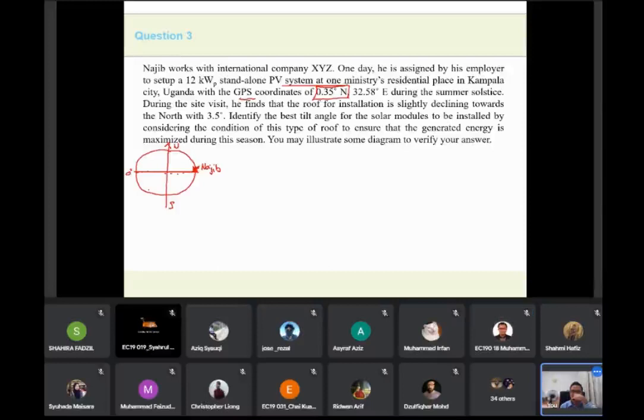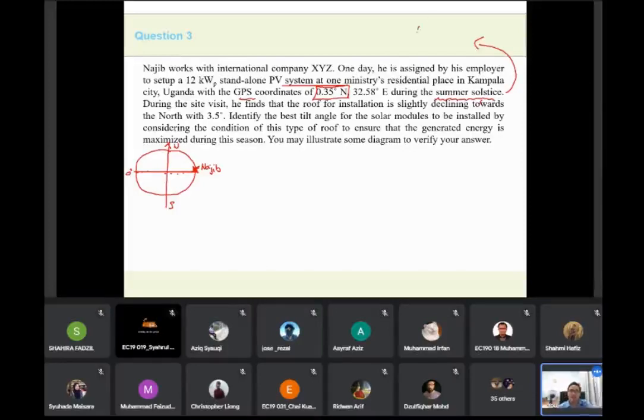The equator. No. Longitude or latitude? The location of the sun. Yes, we have to find the location of the sun. What is the clue? Where is the clue for the location of the sun? Summer solstice. During the summer solstice, that's the only words given here. So when is the summer solstice?